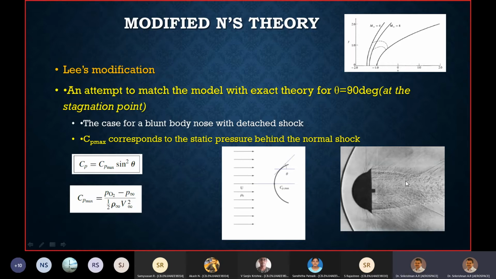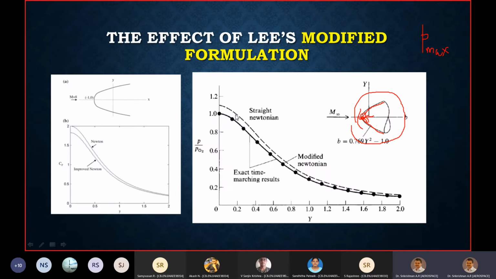So Cp is written as Cp max sine squared theta. So that of course then the whole thing comes as (P naught 2 minus P infinity) divided by half rho v squared, etc. But then with this modification, what he achieved was that at the tip of the body, or rather at the nose of it, the theory matched with the theoretical calculation based on normal shock relation.